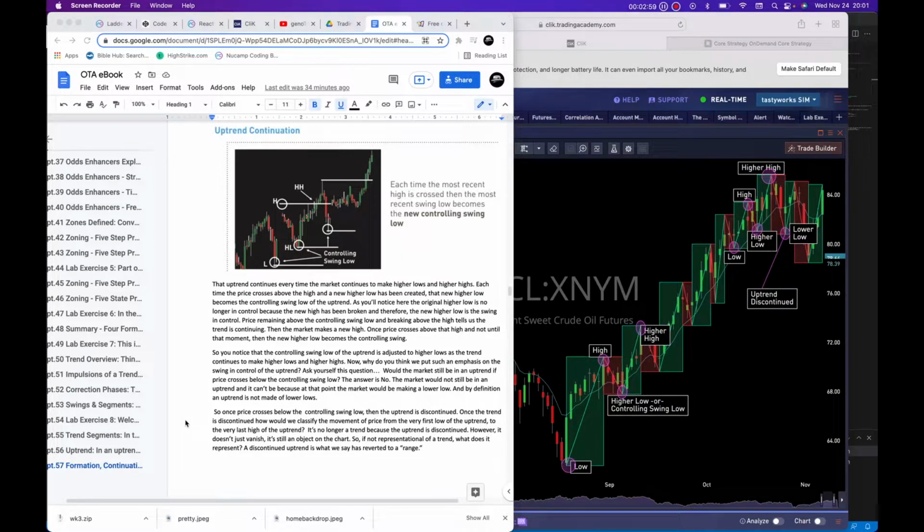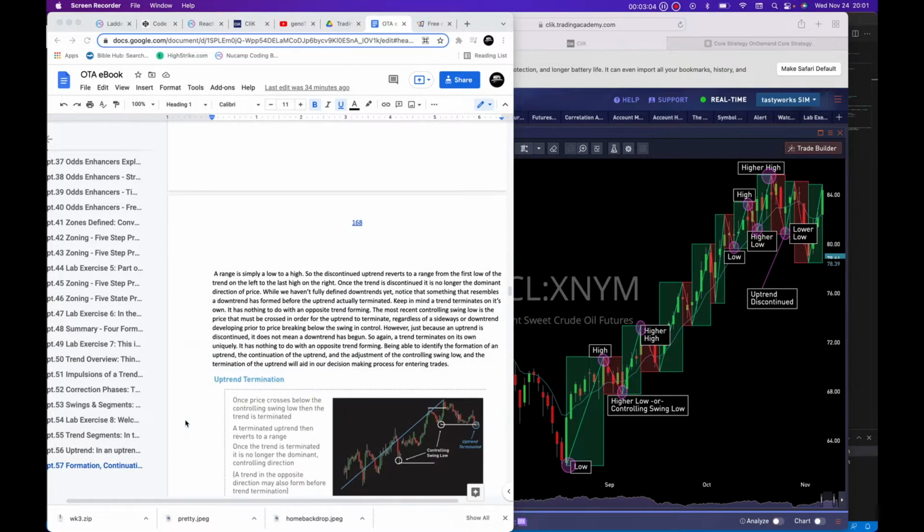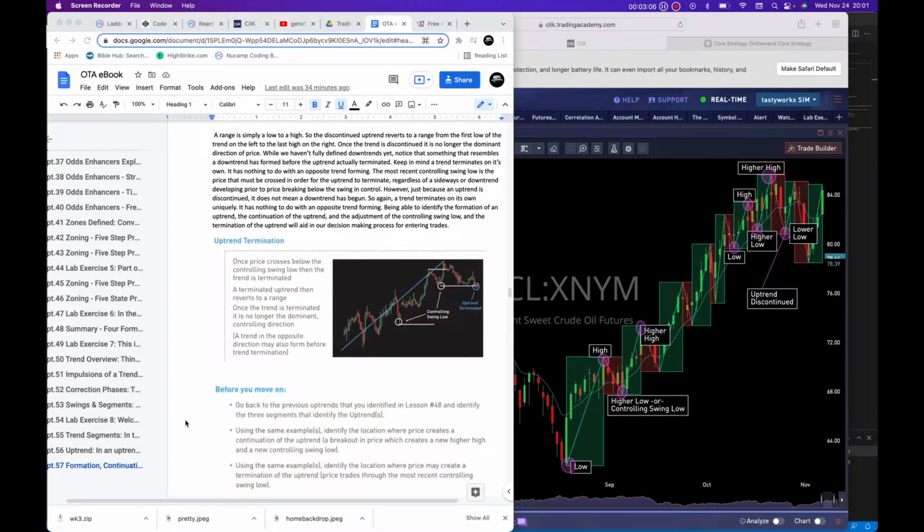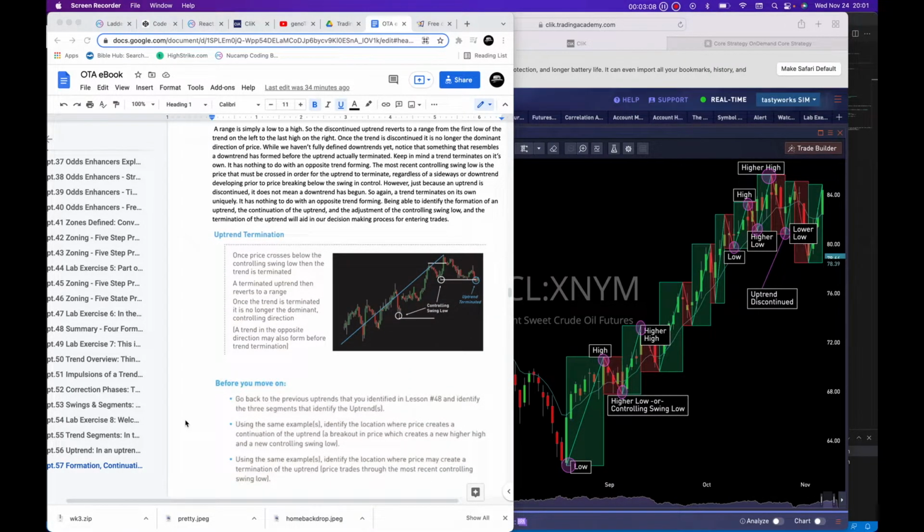A discontinued uptrend is what we say has reverted to a range. A range is simply a low to a high. So the discontinued uptrend reverts to a range from the first low of the trend on the left to the last high on the right. Once the trend is discontinued, it is no longer the dominant direction of price.